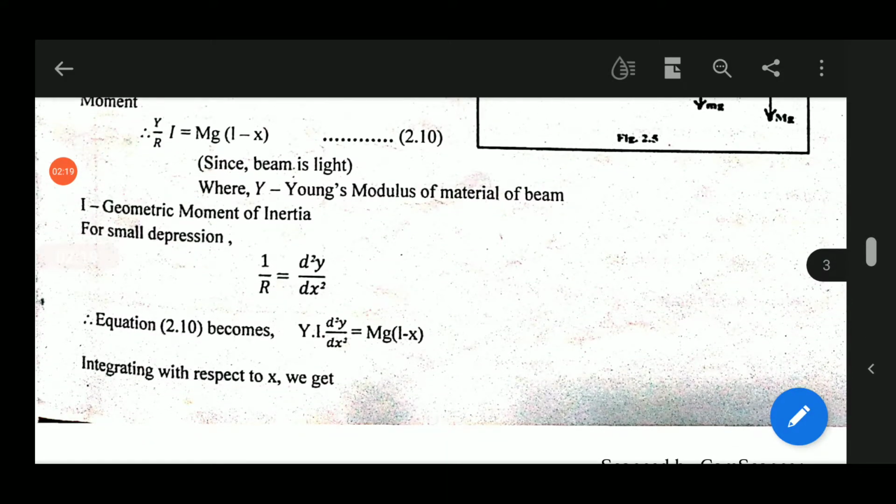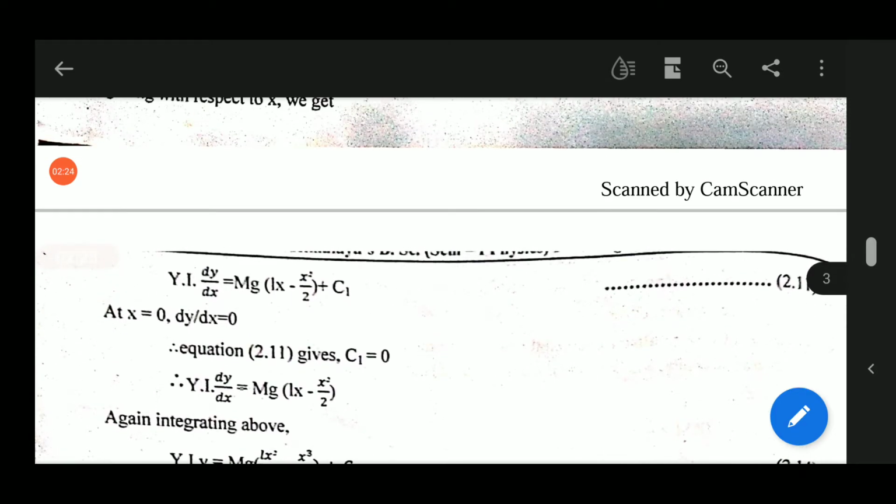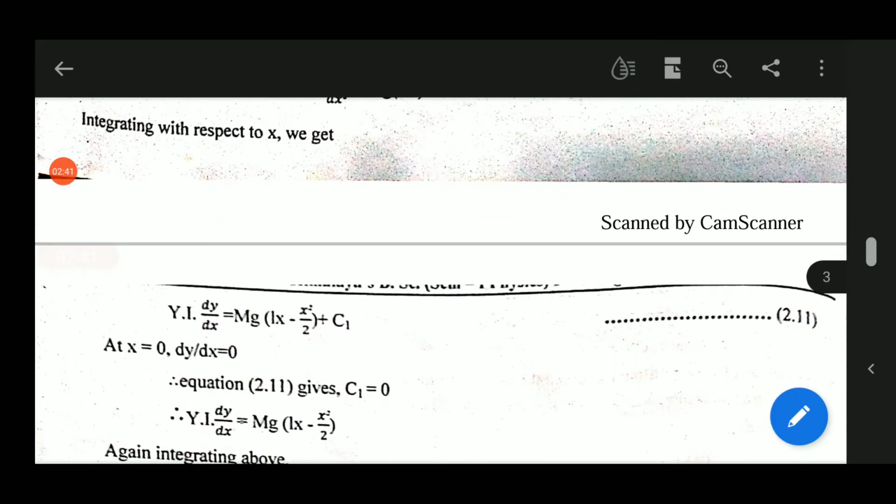Integrating with respect to x, we get Young's modulus Y into geometrical inertia I into dy by dx. Here mg is a constant, so it stays outside, and integrating (L minus x) gives Lx minus x square by 2 plus c1, the constant of integration. So Y I dy by dx is equal to mg (Lx minus x square upon 2) plus c1.